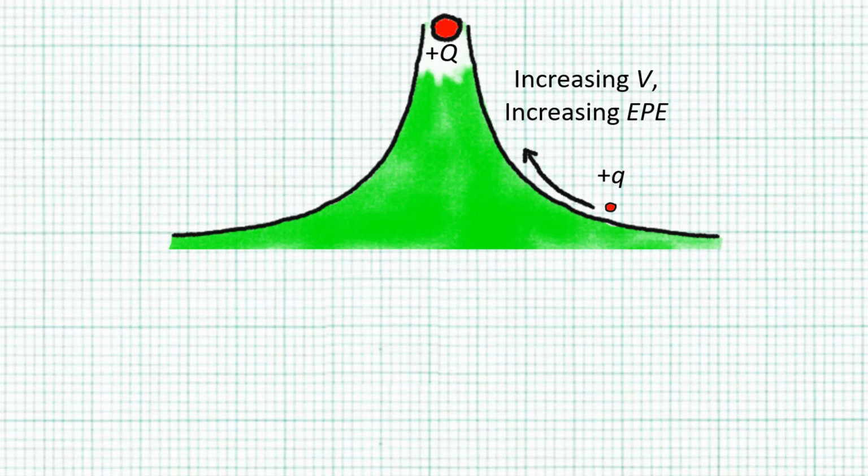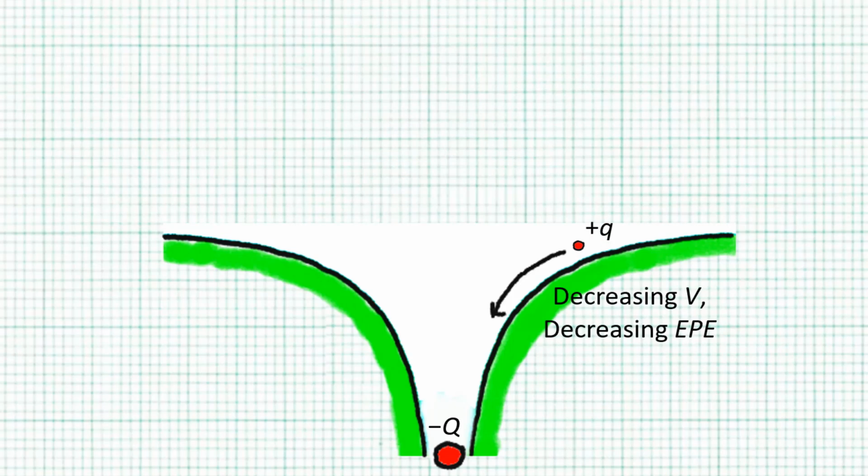A positive test charge approaching a positive source charge would be gaining EPE. It's like climbing up the slope towards the electric mountain peak. A positive test charge approaching a negative source charge will be losing EPE. You can imagine it's like falling down along the slope towards the center of the crater.